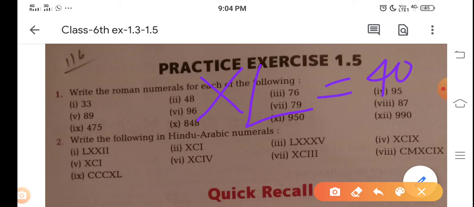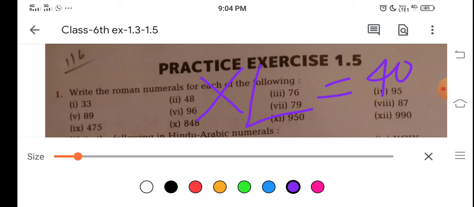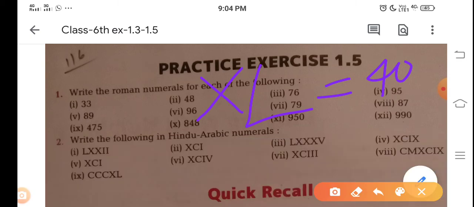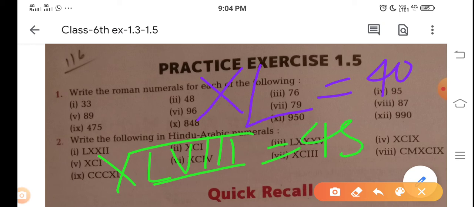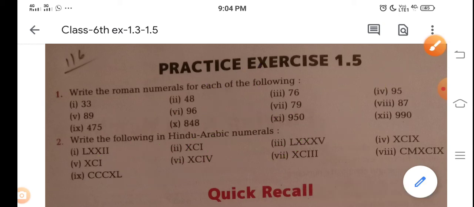Next, write 48. How to write 48? How do we write 8? That's V, then I, I, I, which is 5 plus 3. So here it is XL VIII, which is equal to 48. Here that's the 40 and that's the 8. So my dear students, you understand how to write Roman numbers.